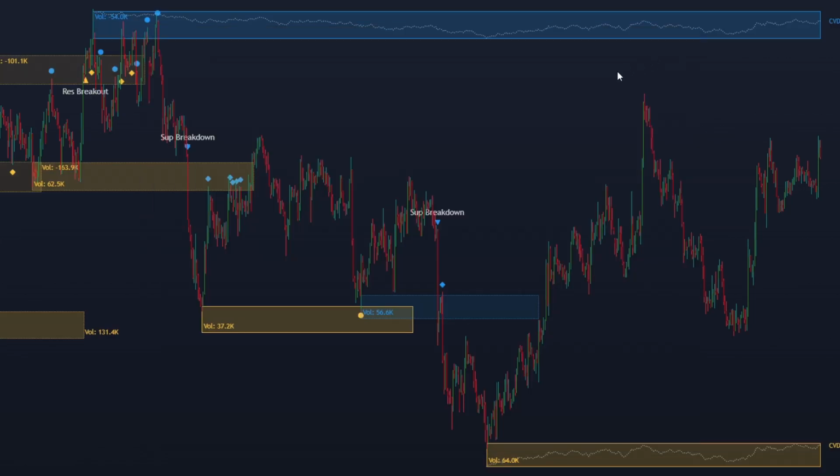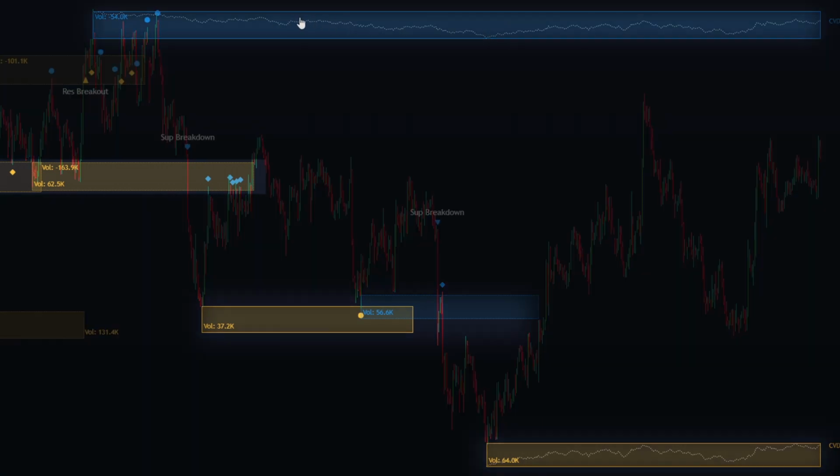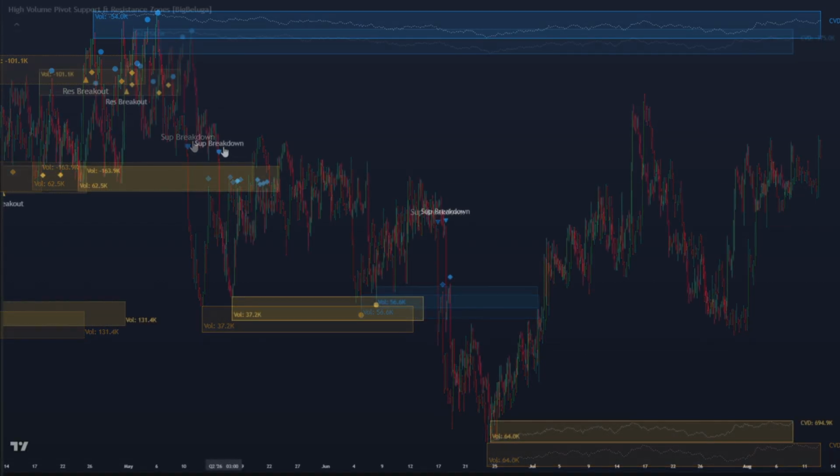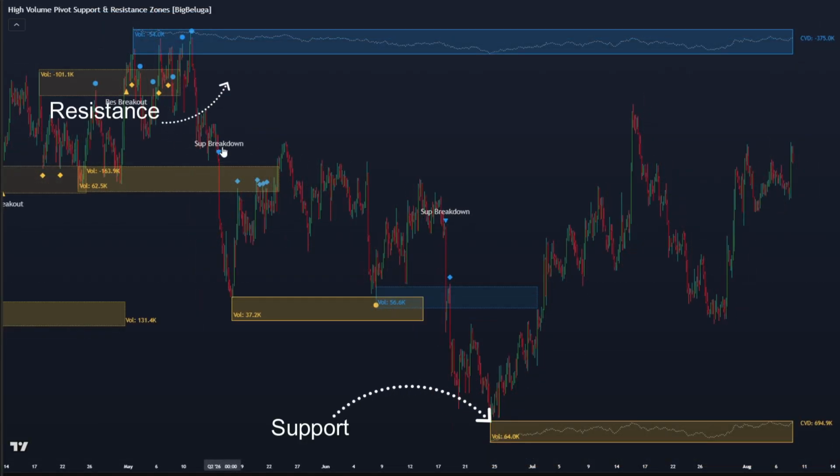Once the indicator is added, you will immediately notice several colored zones, volume values, labels, and trading signals appearing on the chart. Throughout this video, I will explain what each of these elements means and how they can be used when planning a trade. Let's begin with the support and resistance zones.